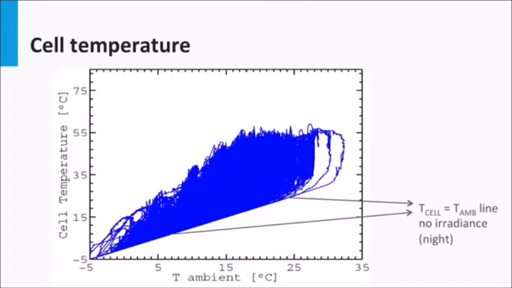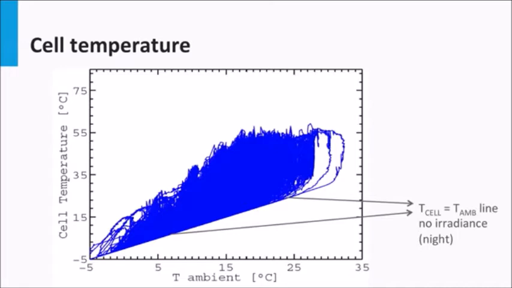The line indicates the cell temperature is ambient temperature line. There are no data values below this line as there are no negative irradiance values. This means that the cell temperature can never go below the ambient temperature. The least cell temperature values will be equal to the corresponding ambient temperature, and these will occur when there is zero irradiance, in other words, at night.